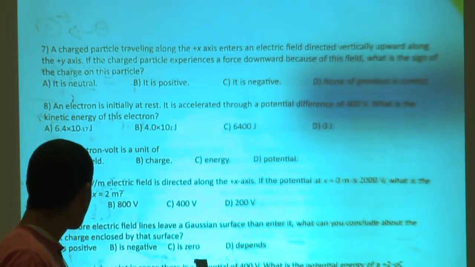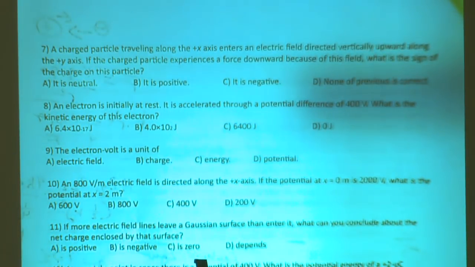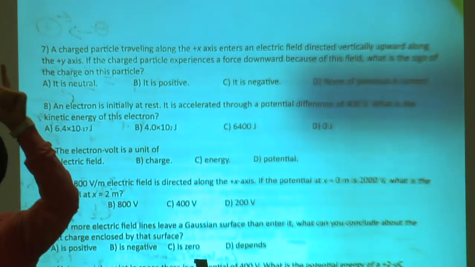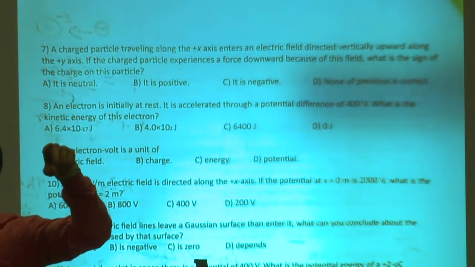We have a charged particle traveling along the positive x-axis and enters an electric field directed vertically upward along the positive y-axis. If the charged particle experiences a force downward because of the field, what is the sign on the charge of this particle? Positive? Negative? Anybody else? One for positive, one for negative. Who says positive? Who says negative?